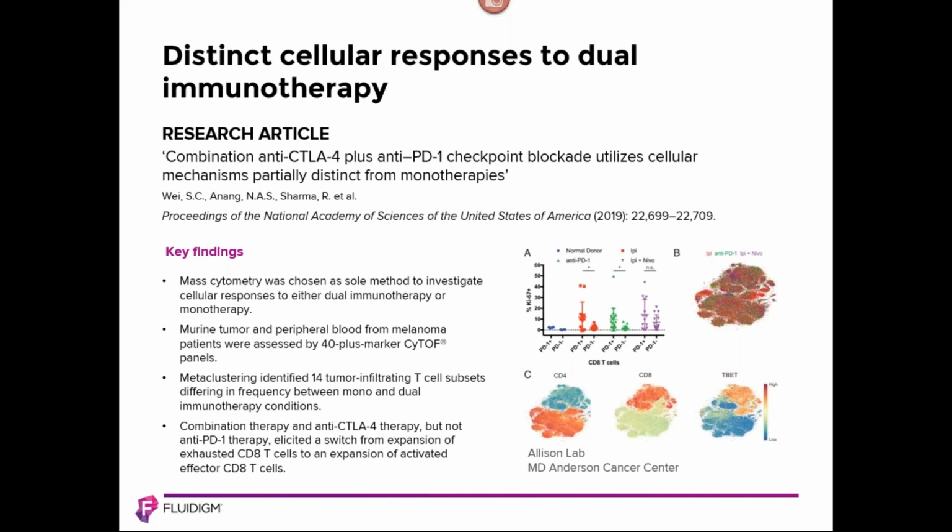Metaclustering identified 14 tumor-infiltrating T cell subsets differing in frequency between mono and dual immunotherapy conditions. Combination therapy and anti-CTLA-4 therapy, but not anti-PD-1 therapy, were found to elicit a switch from expansion of exhausted CD8 positive T cells to an expansion of activated effector CD8 T cells.